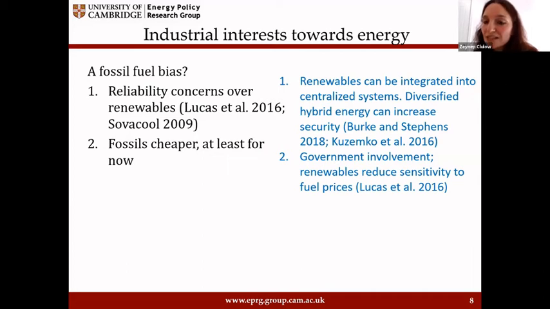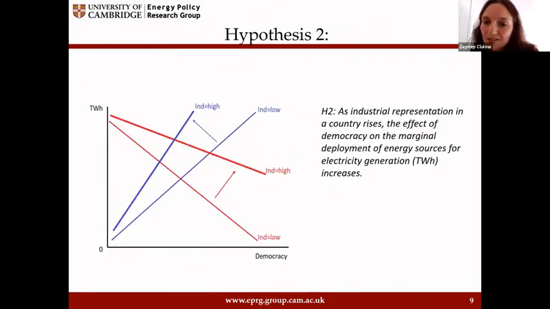Increasing dependence on renewables would also reduce sensitivity to fossil fuel prices in the world market. So again, there might be reasons for expecting that industry would have an interest in transitioning to other energy sources as well as fossil fuels. Overall, we expect that industry, because it's interested in having a reliable and cheap electricity supply, would be in favour of increasing energy deployment.